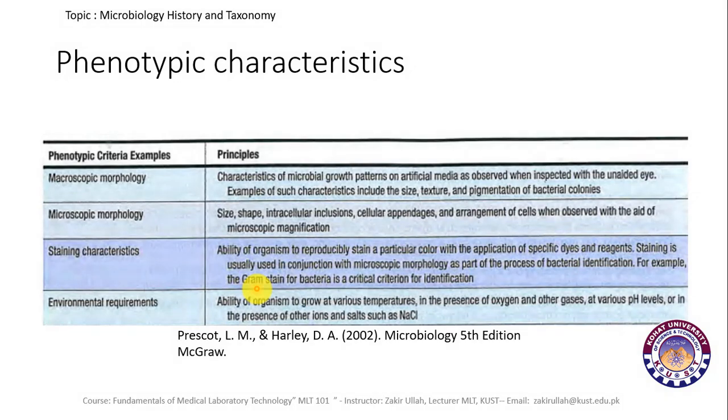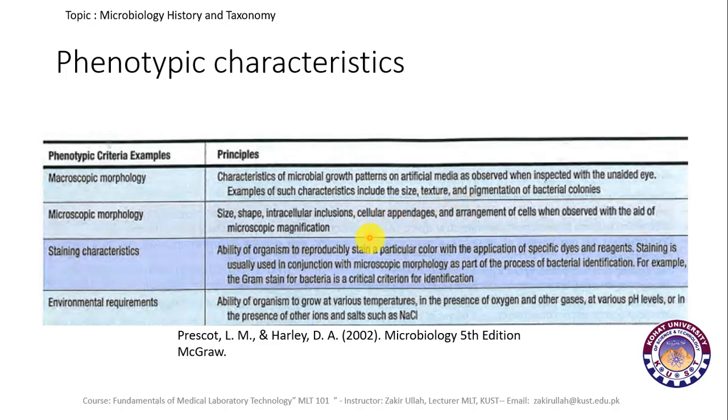Now the phenotypic criteria of different organisms, with examples and principles. Macroscopic morphology refers to the characteristics of microbial growth patterns on artificial media when inspected with the unaided eye. These include the size, the texture, and the pigmentation of the bacterial colonies. So the macroscopic characteristics include all of them.